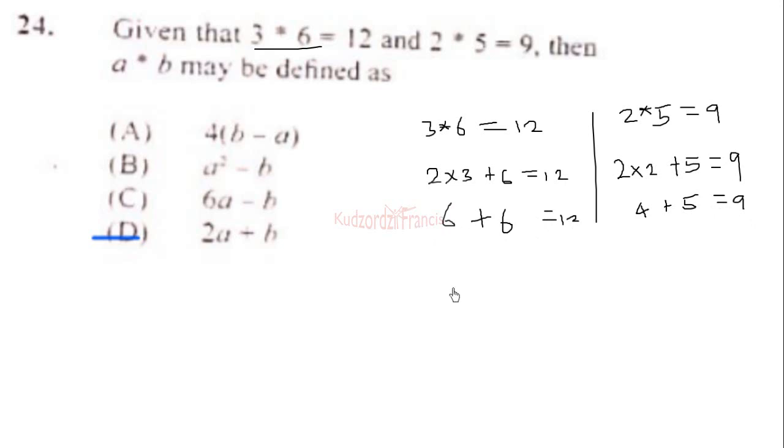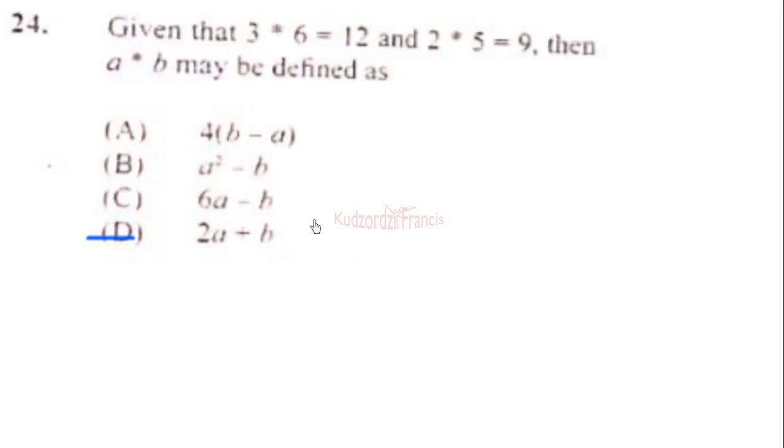So this means that the operation is, if you take A star B, then multiply the first one by 2, which is 2A, then add the second one, which is B. So the correct answer is D.